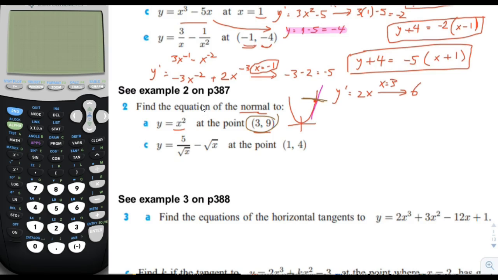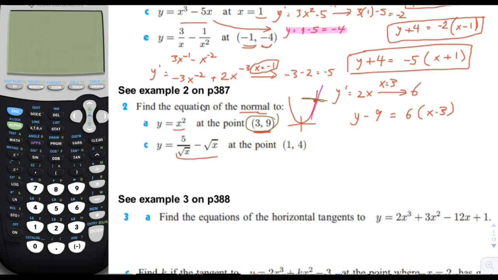So now we already know the m is 6. And I think we can write it out now because we already have the point it goes through, which is 3, 9. So we have y minus 9 equals the slope, 6, times x minus 3. Okay?